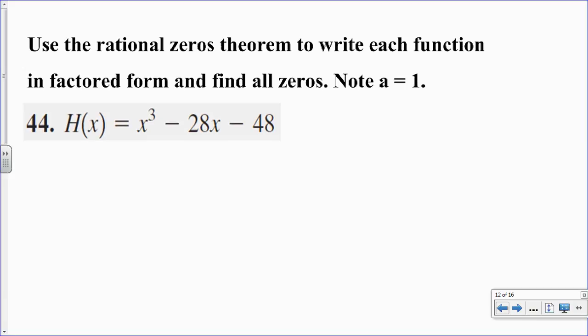So this one does want us to find all the zeros. Okay, so we will use the rational zeros theorem. So we'll list out the possibilities, and then we actually need to find them. Find the ones that work.